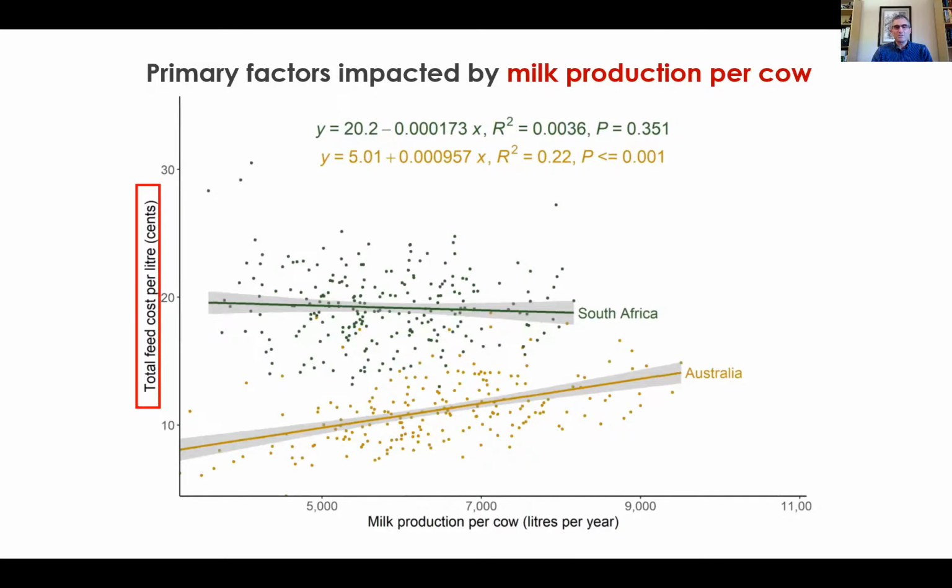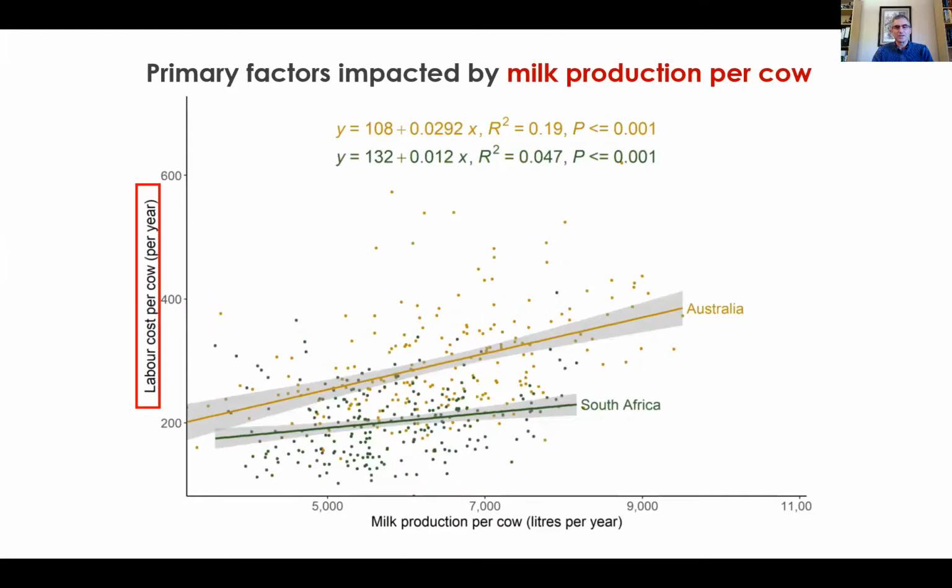This graph outlines the impact of milk production per cow on total feed cost per litre, including pasture cost. The trend is strong in the Australian data, with increasing milk production per cow contributing to an increase in total feed cost per litre. There is not a similar trend in the South African data.